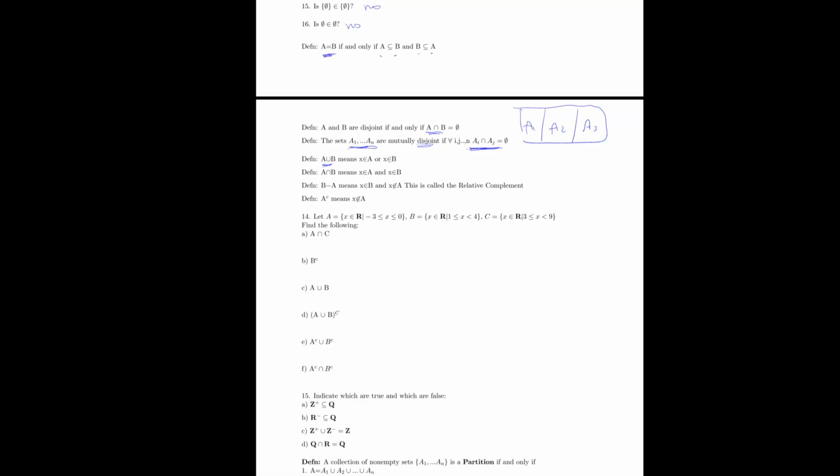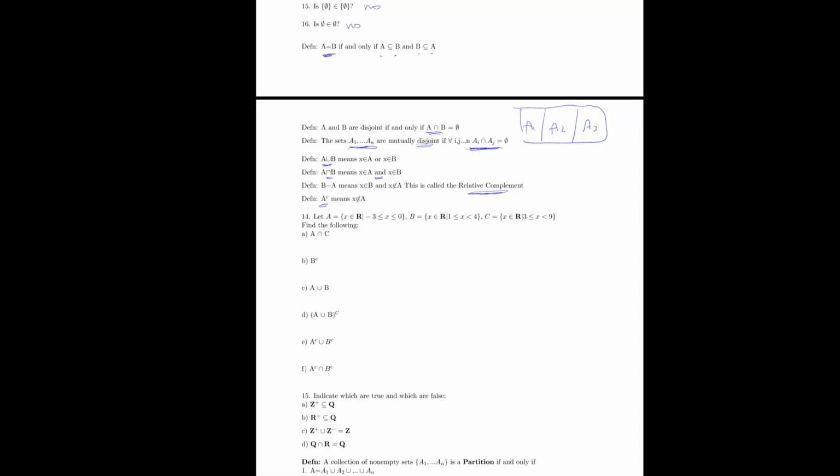Union means it's in A or B. Intersect means it's in A and B. And this is kind of a new one, B minus A. It's in B, but it's not in A. So that's called the relative complement. And A complement means x is not an element of A.